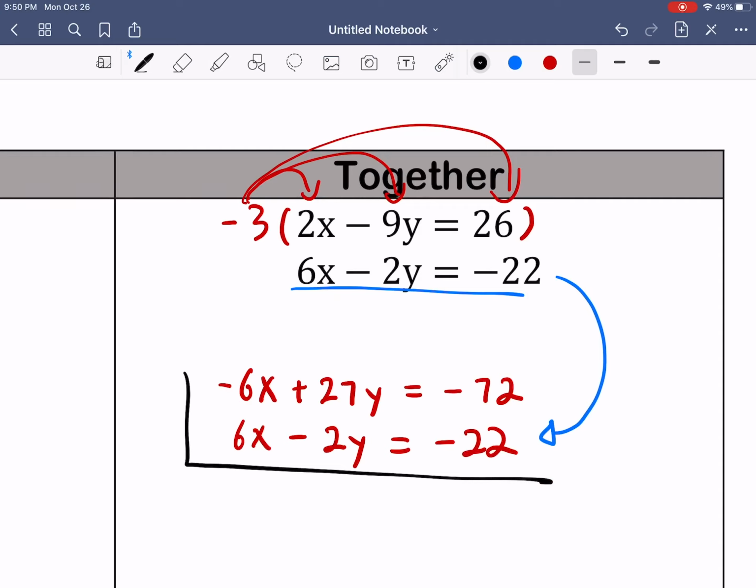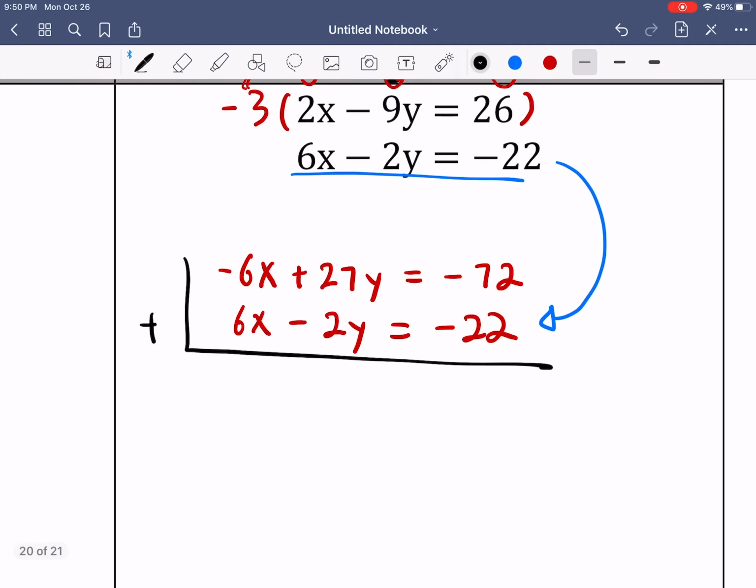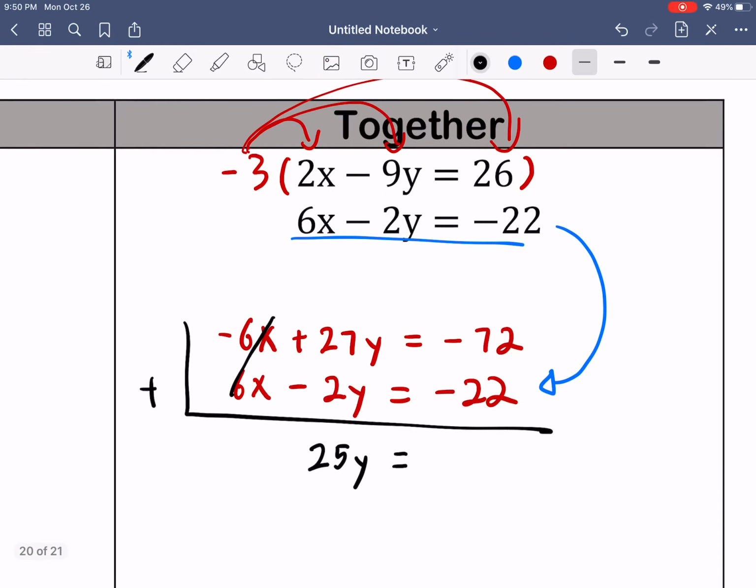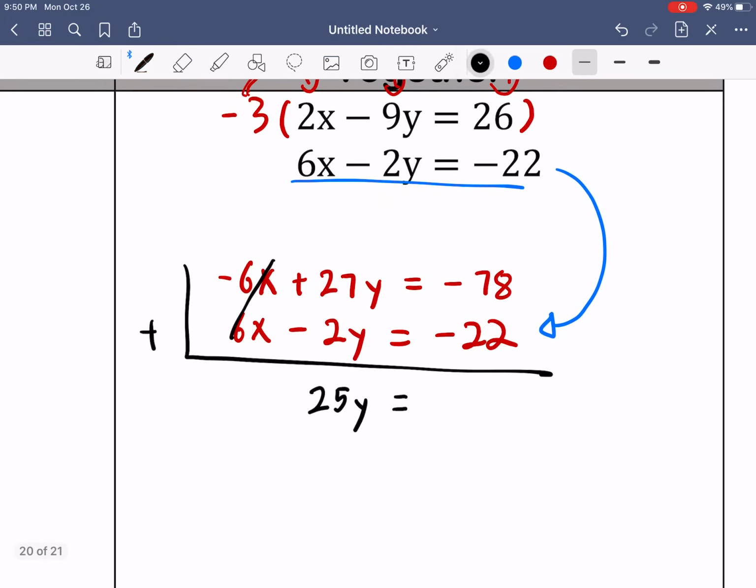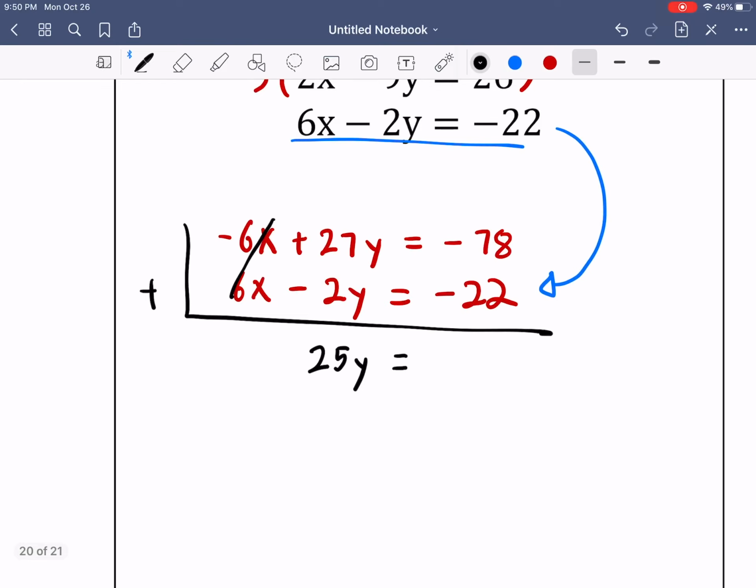Okay, so let's combine them. Negative 6x plus 6x, this one will disappear. 27y minus 2y, you get 25y equals negative 72 minus 22. Wait. Oh, I'm sorry. I made a mistake. This one is going to be 78. I'm sorry, I cannot multiply. So negative 78 minus 22, you will get negative 100. Okay?